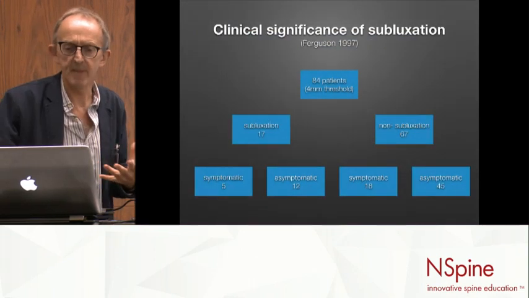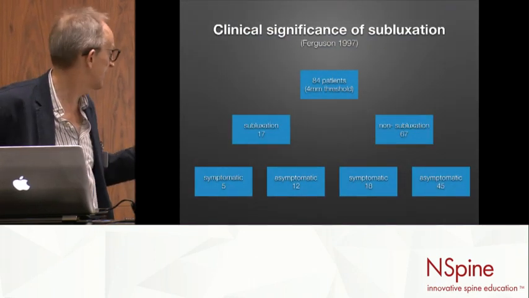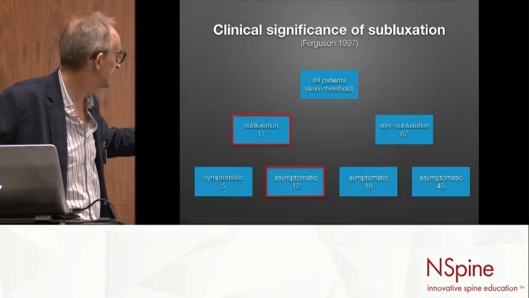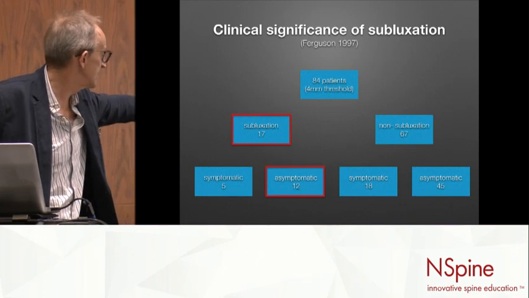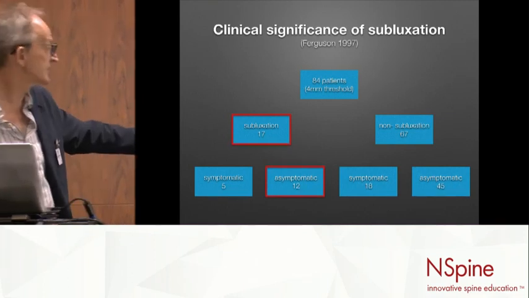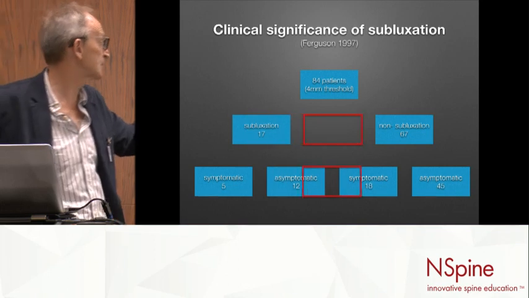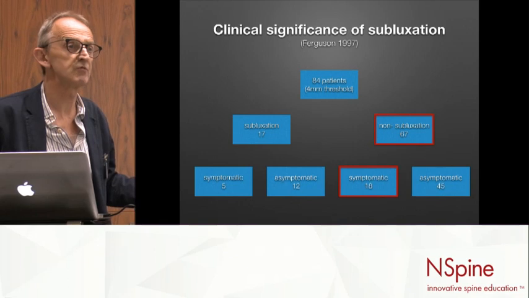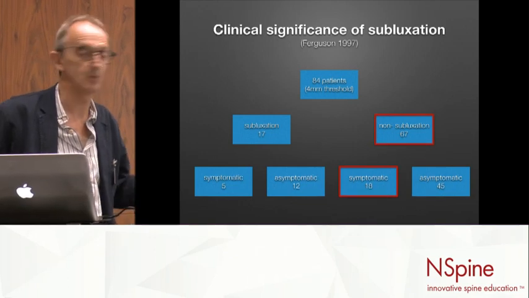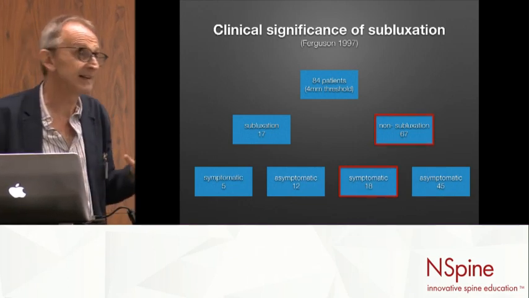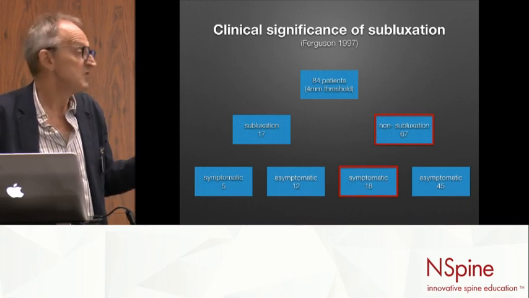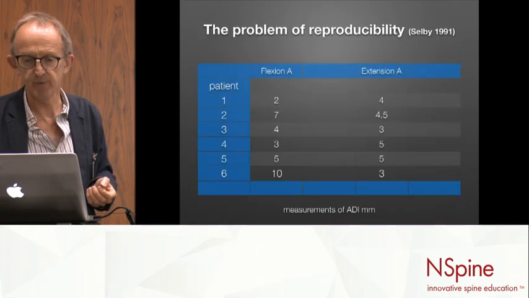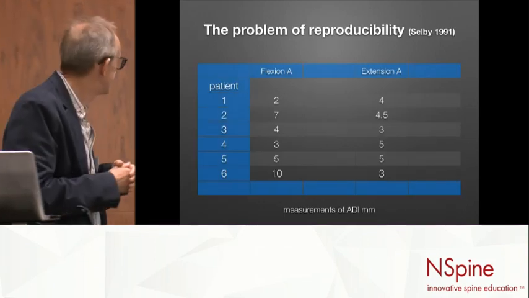Furthermore, what about even if you do measure subluxation and its correlation with symptoms in the child? In this study, a large number had subluxation, but actually the majority of those had no clinical symptoms at all. By contrast, there was a non-subluxing group, again a large group, in whom there were some children that had symptoms and signs compatible with a myelopathy. And so clearly, our use of atlantodental interval as a judgment of who we should operate on is very poor. And what about the problem of reproducibility?